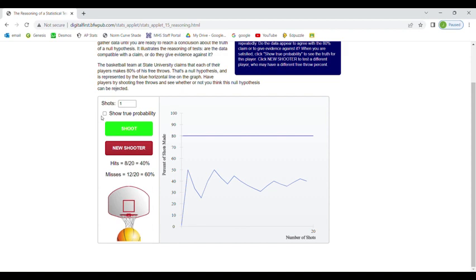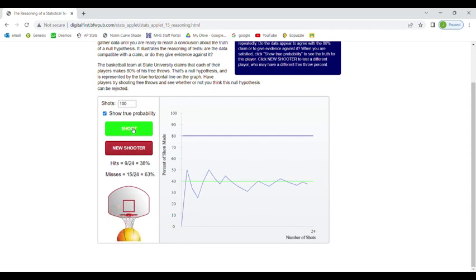Now, in reality, we would never know what his true free throw shooting rate is, what his true proportion is. But here we can click on this little button up here and it'll show what his true proportion is. So in this case, yeah, he really was a 40% free throw shooter. And just as we would expect, it's kind of zeroing in on that. So let's take this up to 100 and let him shoot 100.